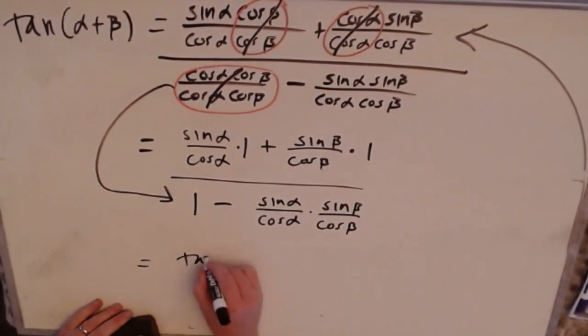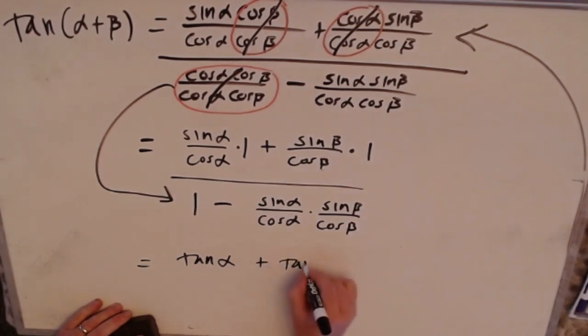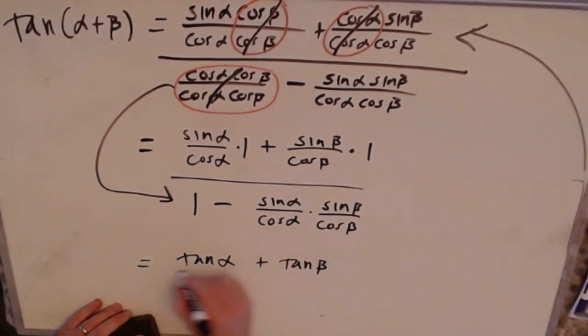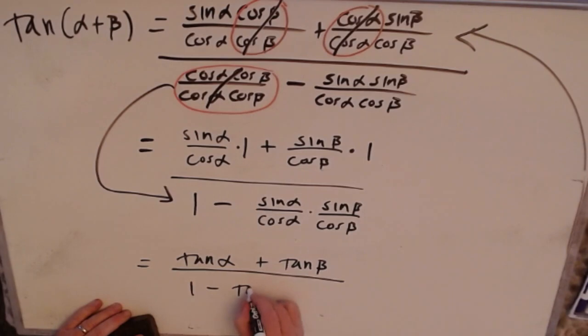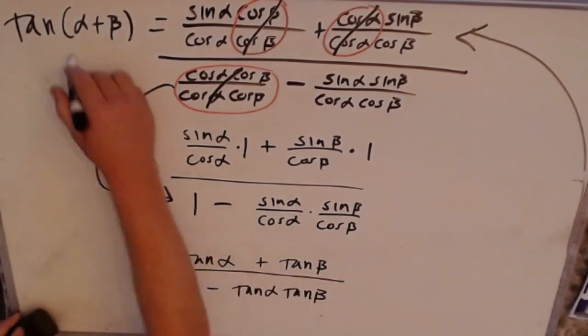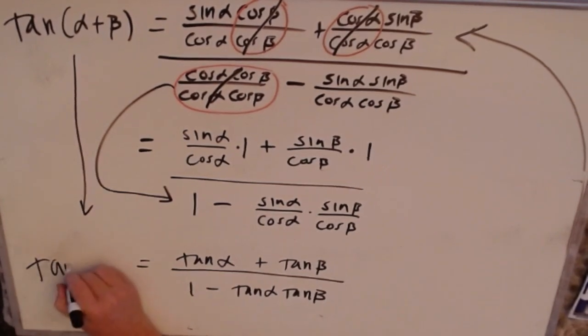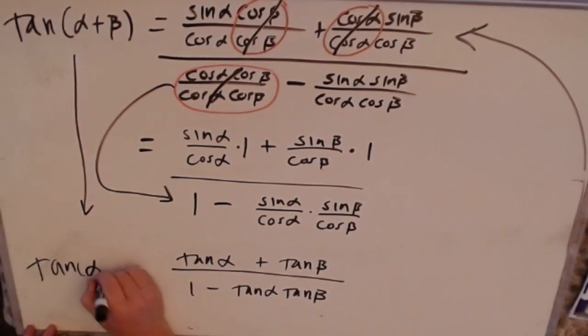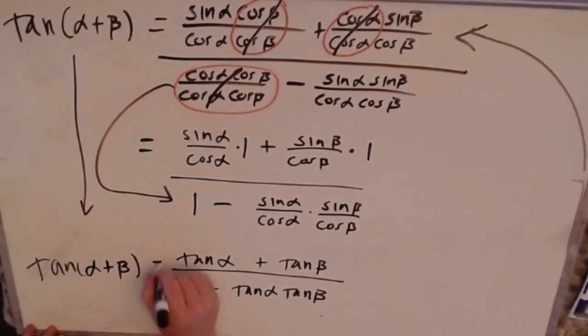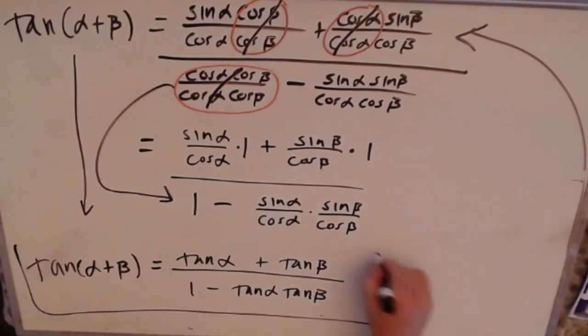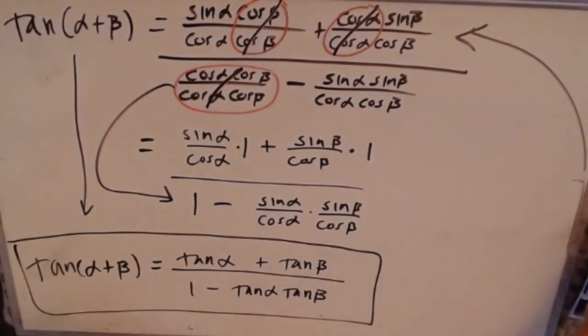You have tangent alpha plus tangent beta over 1 minus tan alpha, tan beta. And there it is. That's your sum formula for the tangent of 2 angles, alpha and beta.